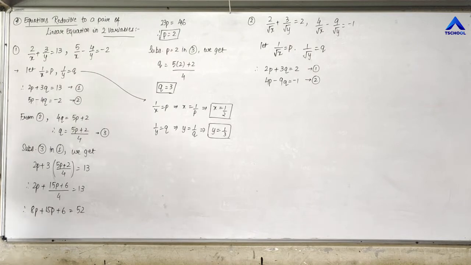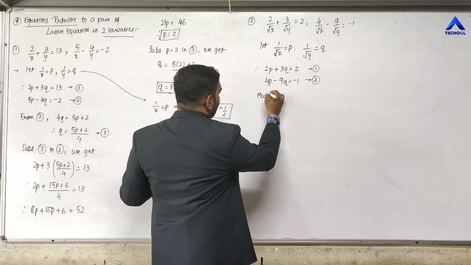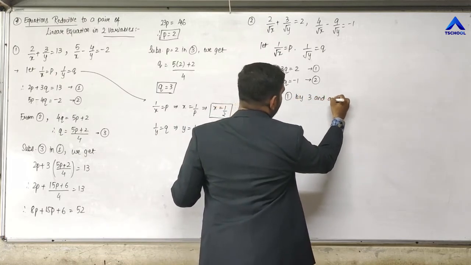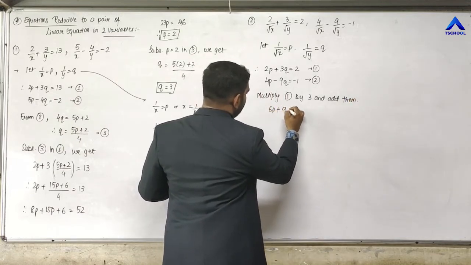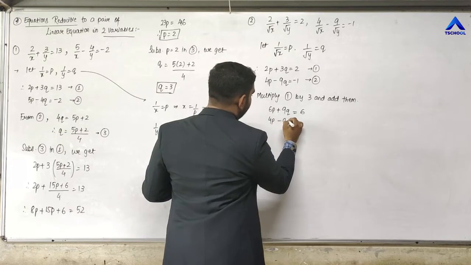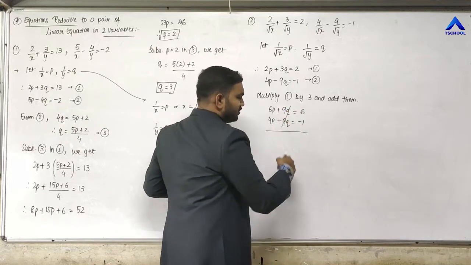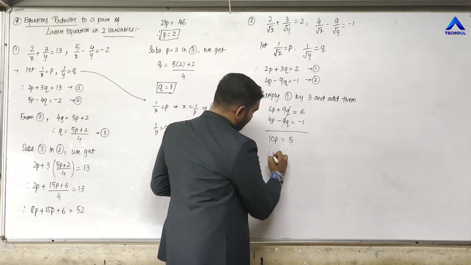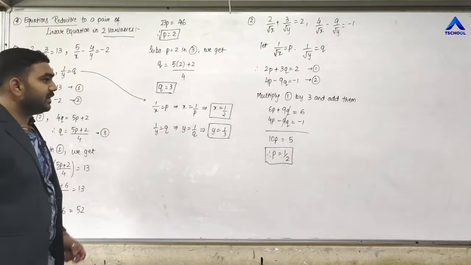So in the first one we have used the substitution method. Let us try to solve this by the elimination method. So multiply 1 by 3 and add them. So what shall we get? That is 6p plus 9q is equal to 6 and 4p minus 9q equal to minus 1. Now we shall add them. Adding them, that means no change of sign here. That is 6 plus 4, 10p is equal to 6 minus 1, 5, and hence p is equal to 1 upon 2. Right, so we got the value of p as 1 upon 2.